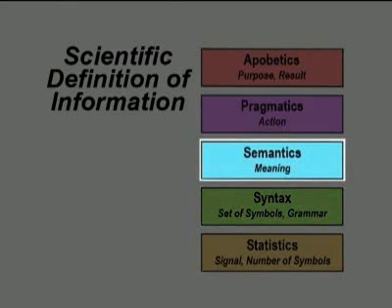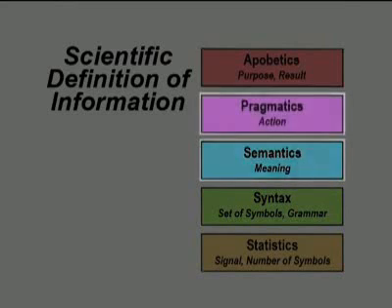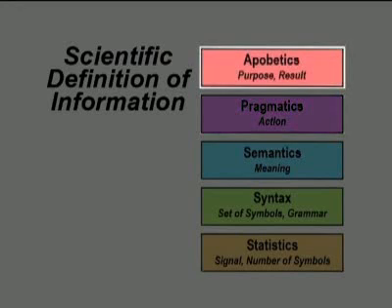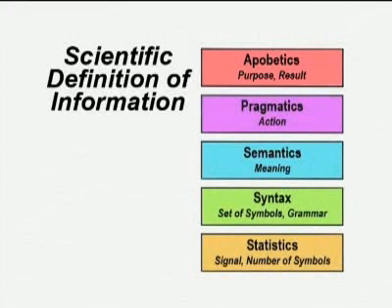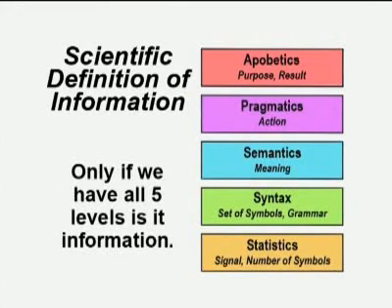But the most important thing is the semantics. What does it mean? We come to the fourth level of information, it is pragmatics. We have seen a few machines which are working under the condition of information, and that is the pragmatic level, the action. And the highest level of information is the purpose, is the result, and the name I gave it is apobatics. So, if we find in an unknown system all the 5 levels of information, then we are sure it is a system with information.